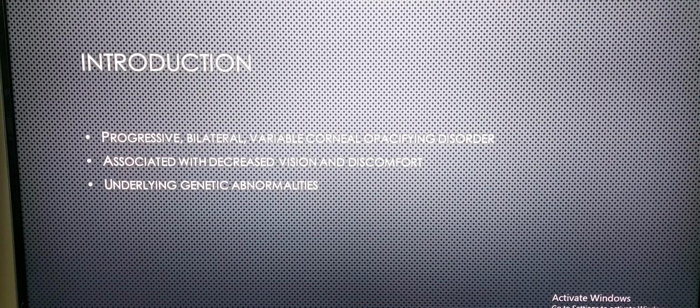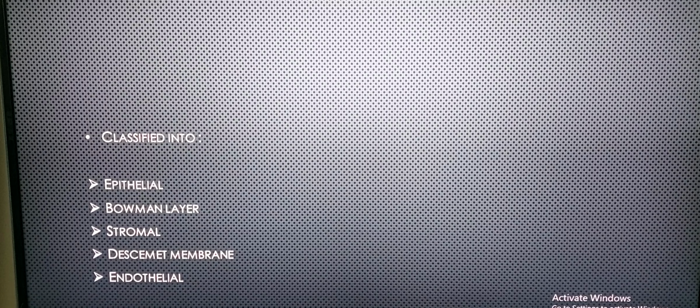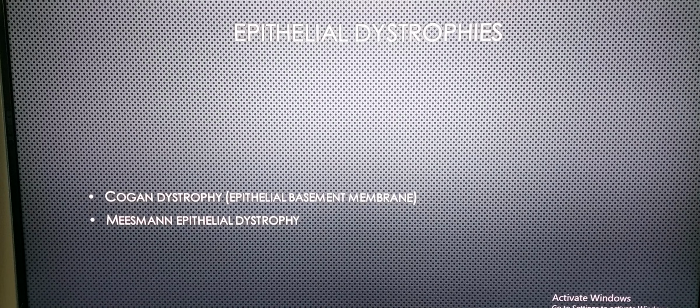Corneal dystrophies are basically progressive, usually bilateral, variable corneal opacifying disorders. They are associated with decreased vision and discomfort, and there is almost always an underlying genetic abnormality. They are classified into epithelial, Bowman layer, stromal, Descemet membrane, and endothelial dystrophies. Epithelial dystrophies are map-dot-fingerprint dystrophy and Meesmann epithelial dystrophy.